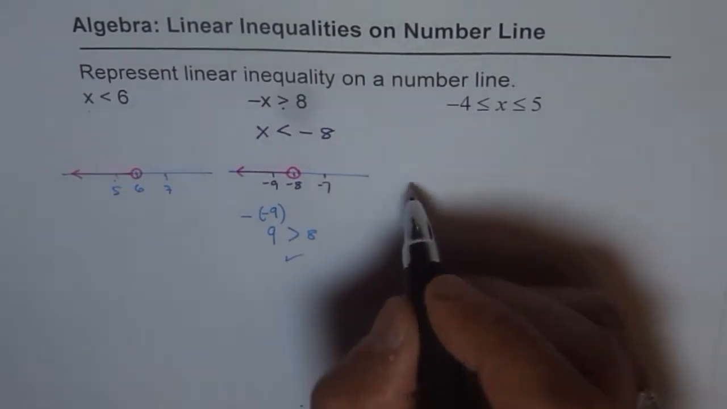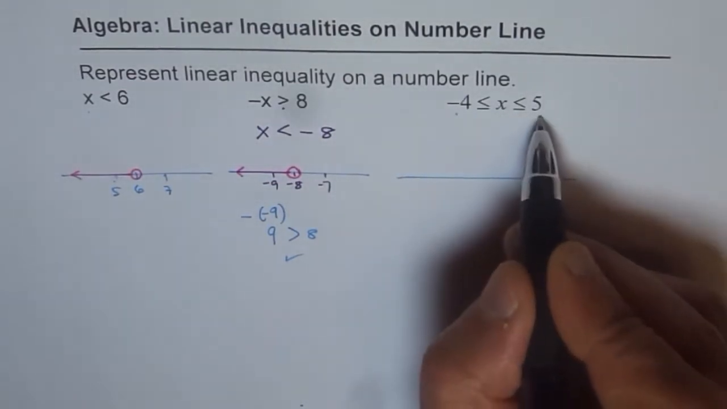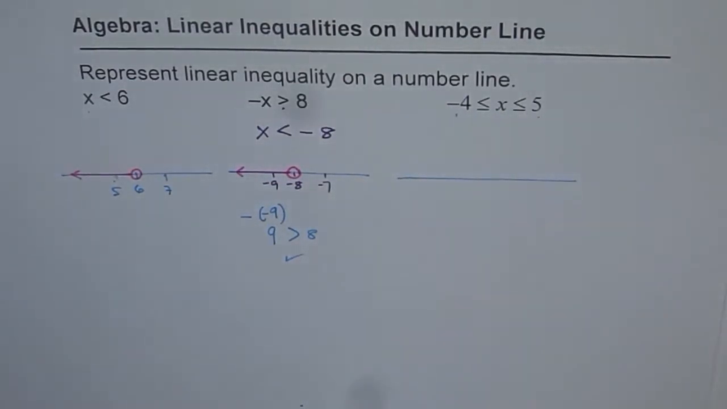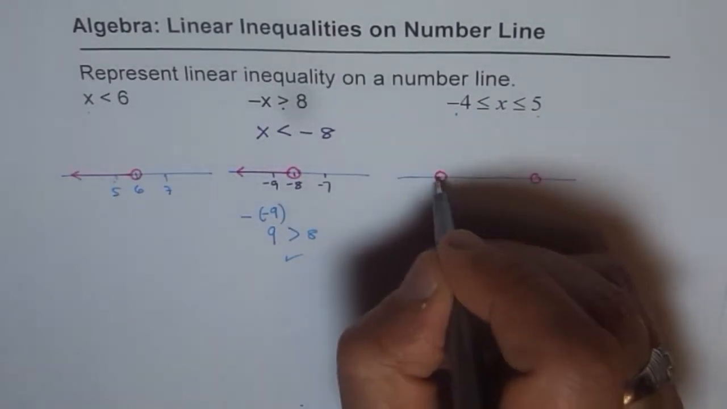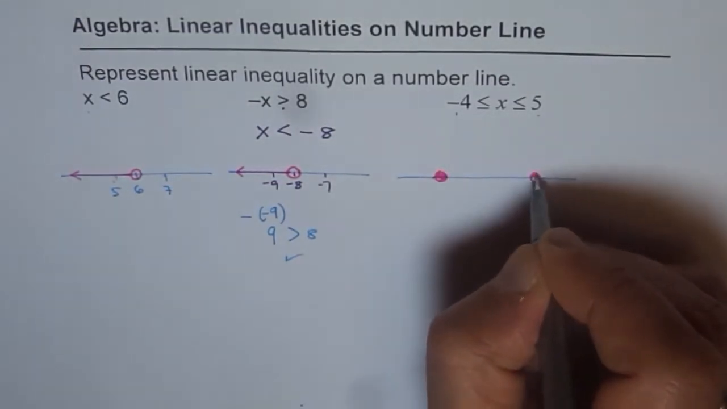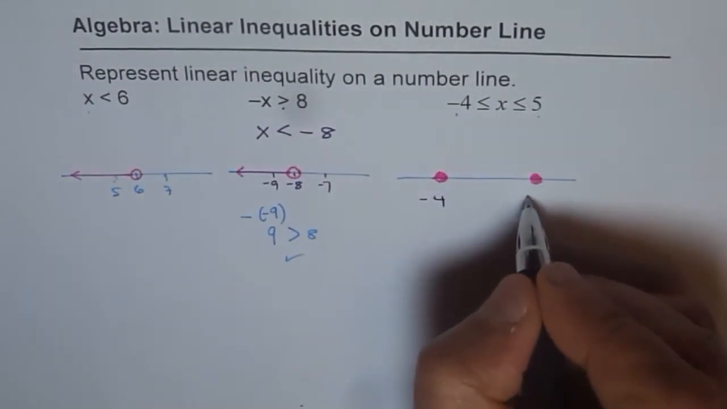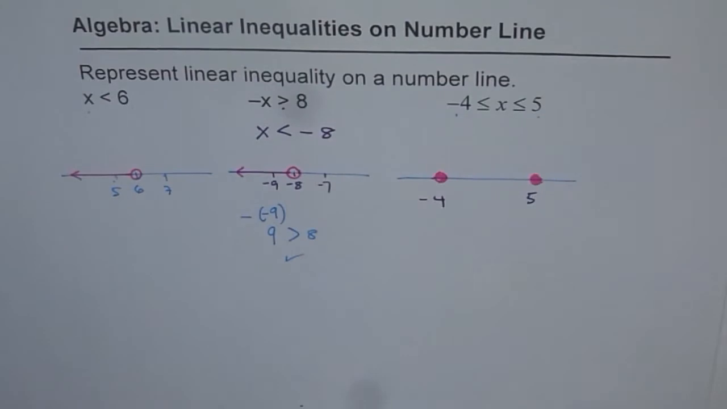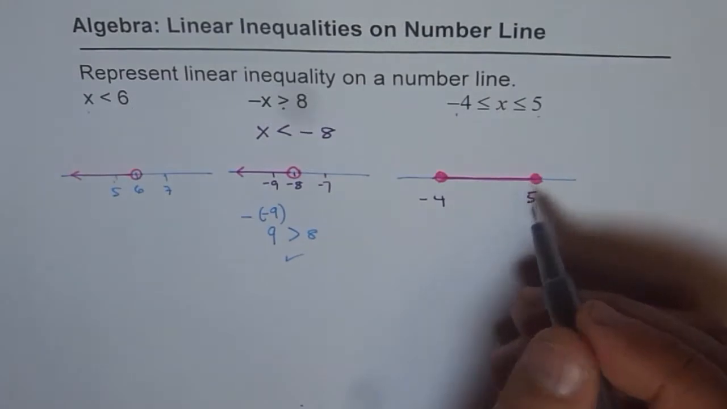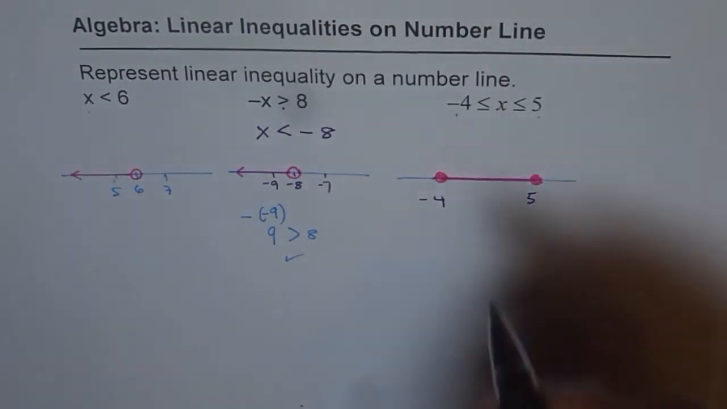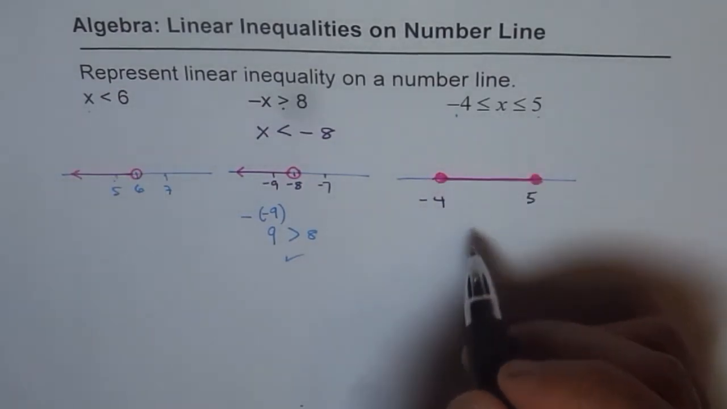Now the last one here is, you have a solution which is x is between minus 4 and 5 and both are included. So what we should do here is, we can make minus 4 and 5, and since they are included, we'll fill them up. So we got filled in holes here, right? And we'll write down our numbers which are minus 4 and 5, and everything in between is a part of the solution. So we'll connect them. So that is our solution on a number line, correct? So that is how you can represent your solution on a number line for any given inequality.